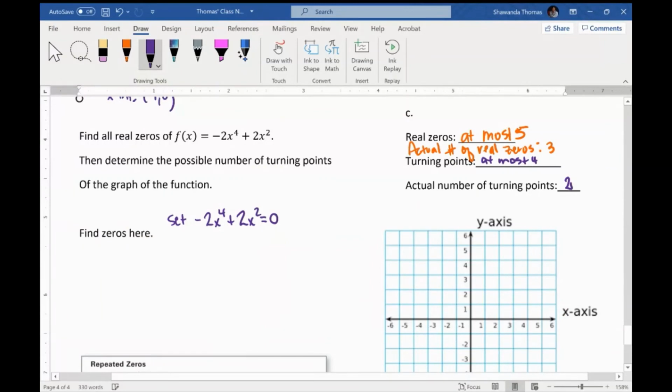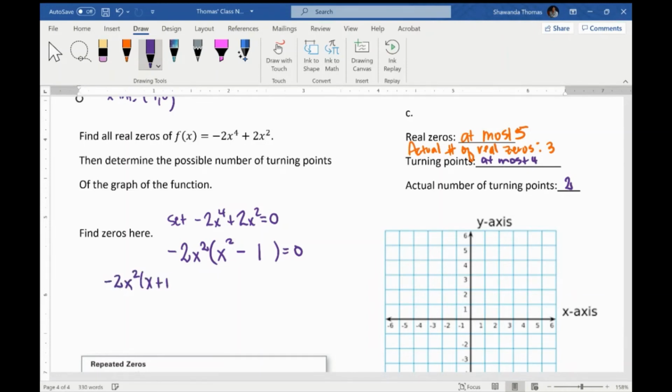Factor. Did you take out -2x squared? Yes, ma'am. And did you get then x squared plus minus one? I got -1. Oh, yeah, -1. That's right. All right. Then did you get -2x squared times x plus 1 times x minus 1? Yes, ma'am. Then you set each factor to 0.